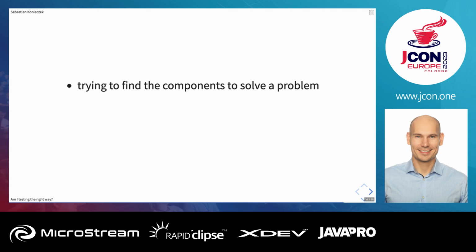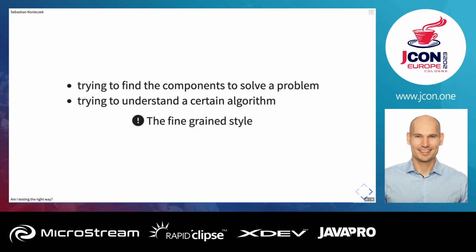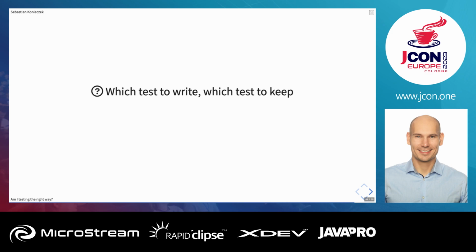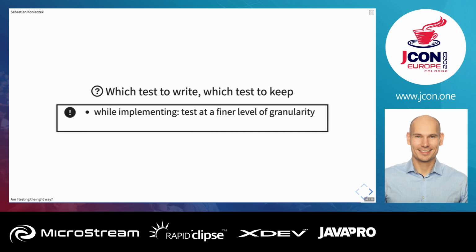But maybe if you try to find the components for your feature, like the internal design of the classes and how they should fit together, and also try to understand a certain algorithm, then it maybe makes sense to use the fine-grained style. And also one thing to consider here is which tests to write and which tests to keep in the end. If you implement a feature, maybe you want to have a lot of tests for small components, to make sure that these work well as you like it. And when your implementation is done and you're pretty sure, then you maybe just keep the tests that test the whole feature through the public interface.